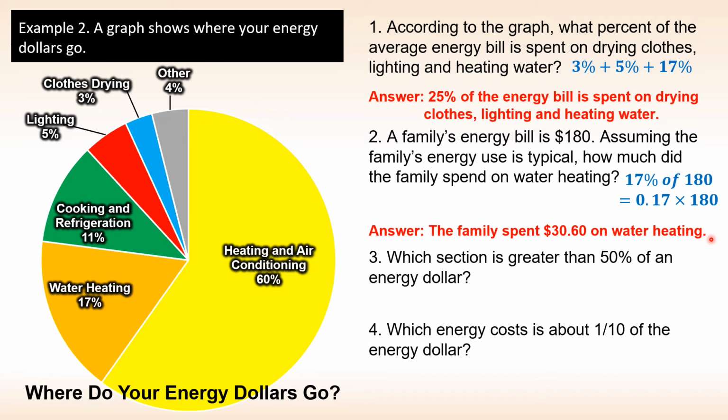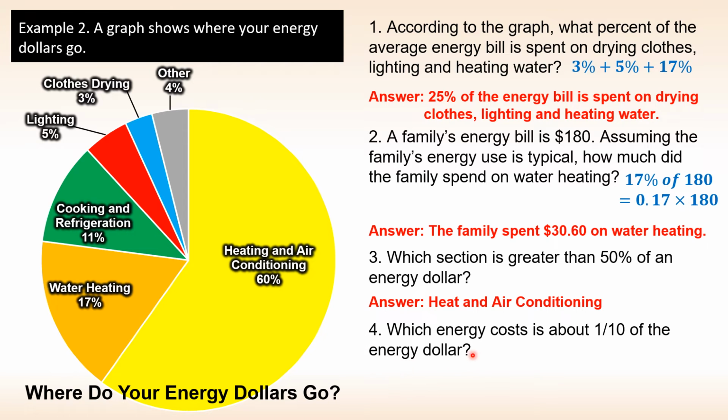You may check on your calculator for validity. Number 3. Which section is greater than 50% of an energy dollar? When we say 50%, that is half. So which section is more than half? Obviously, we have the biggest one, heating and air conditioning, 60%. So the answer is heating and air conditioning.